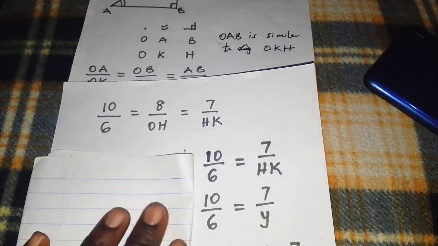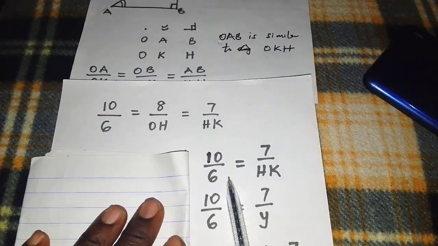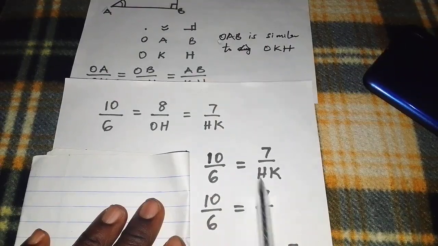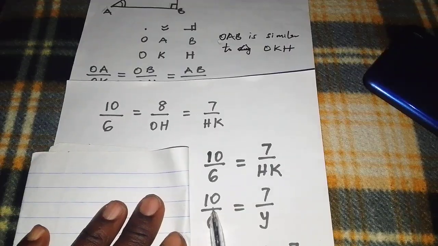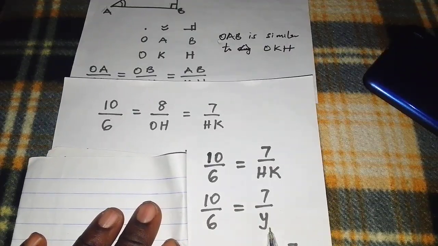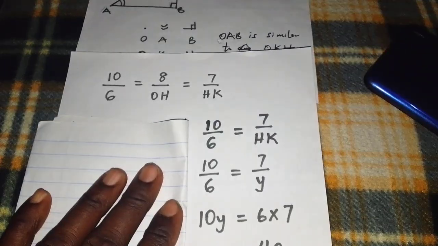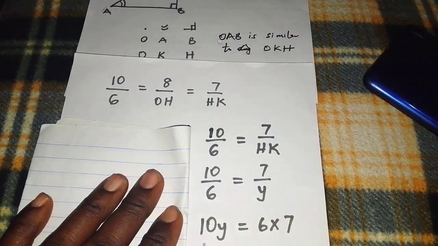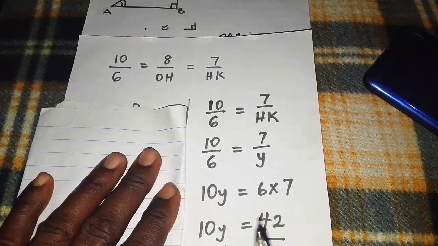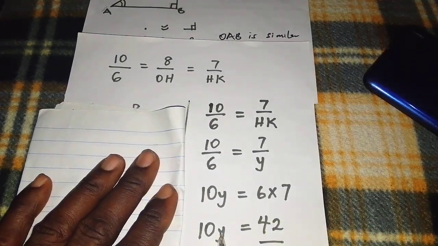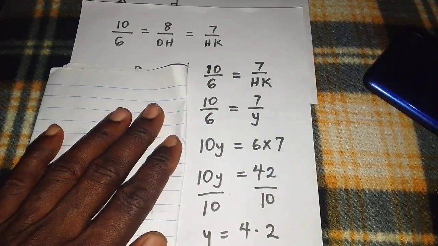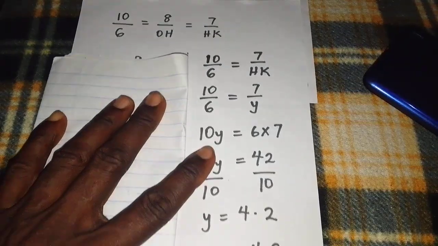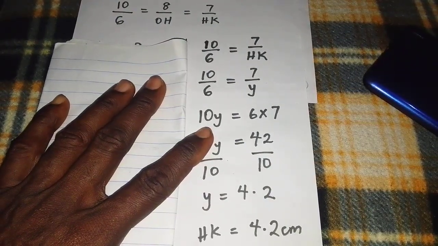So to get the other side also, we are going to pair the ratio 10/6 should be equal to 7/HK. So if I use y to represent HK, it is the same thing as saying 10/6 is equal to 7/y. So from here we are going to cross multiply. 10 times y, 10y, is equal to 7 times 6, which is 42. So to get the value of y, you are going to divide both sides by 10. When you divide both sides by 10, your y is 4.2. So that means our HK is equal to 4.2 centimeter.